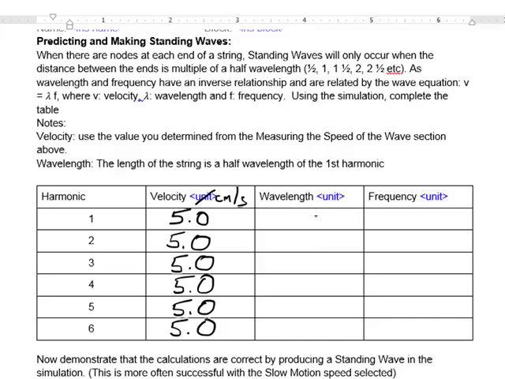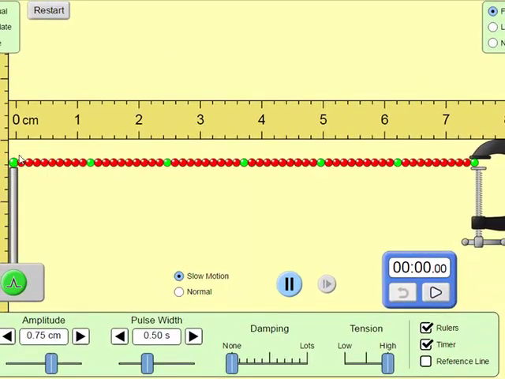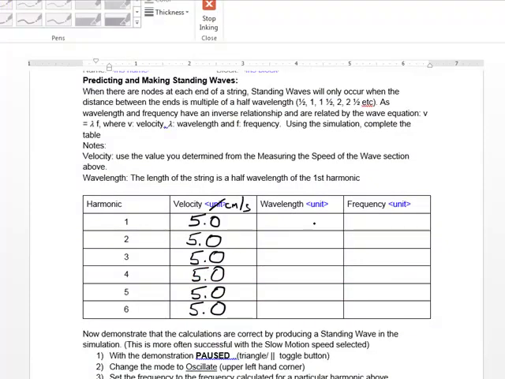So what about the wavelength? Let me pause this for a moment. For our first harmonic, if we have one bump, that's 7.5 centimeters long, and it takes 2 bumps to make a wavelength. In this case, our first harmonic with one bump would have a wavelength of 15 centimeters. Go ahead and write that in.